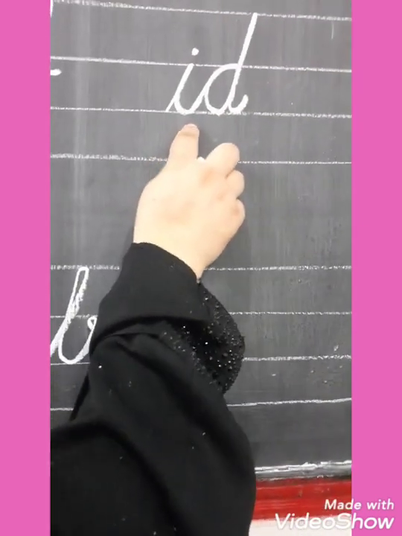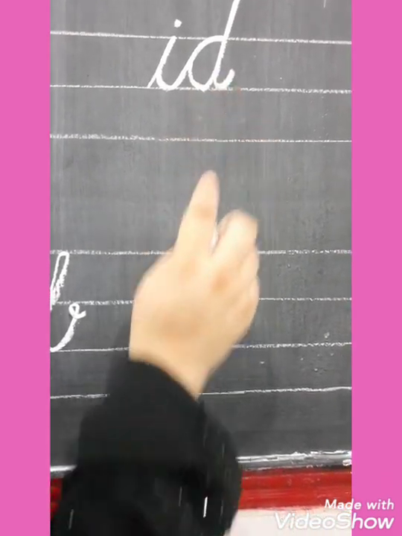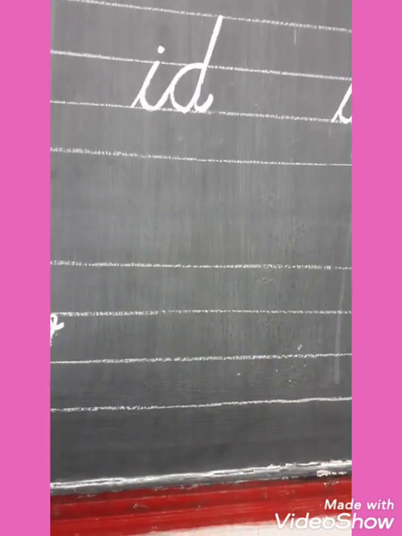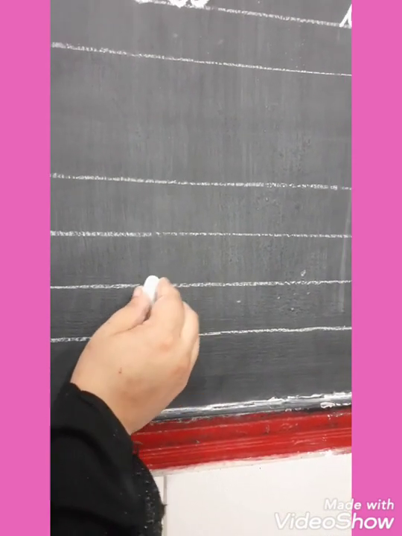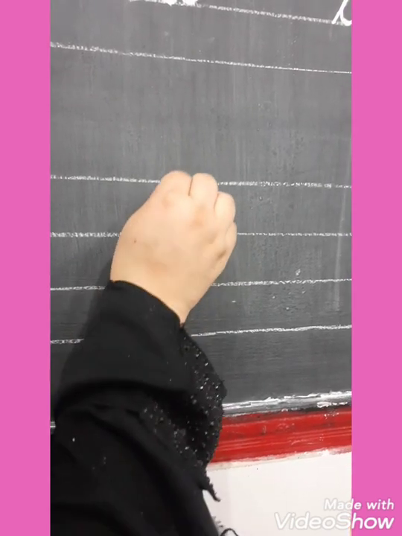Your next sound is id. Id sounds id. And your word is kid. So the first sound is k. K sounds k. So we have to write k.